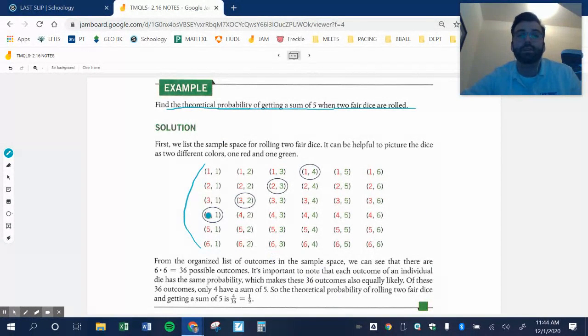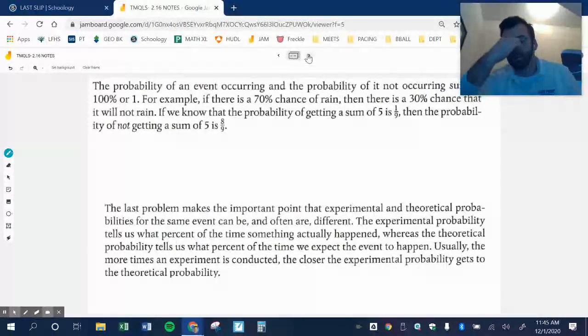All right, but you'll see here, because the book did this for us, there are 4 possible times that I could get a sum of 5, which means that I have 4 out of 36, which is 1 out of 9. Always reduce your fractions when possible. So the book also goes into a huge long explanation about something.